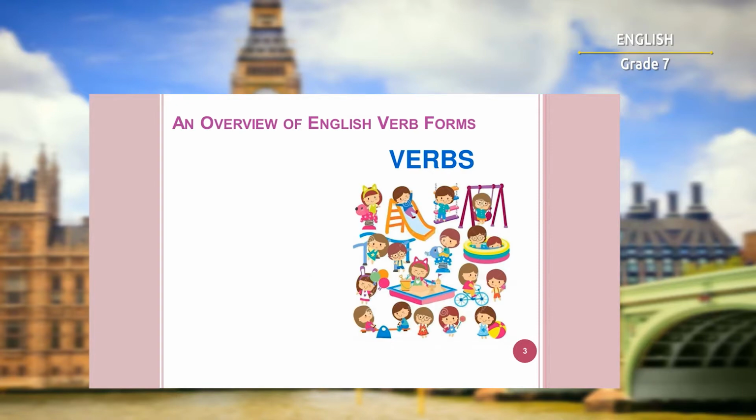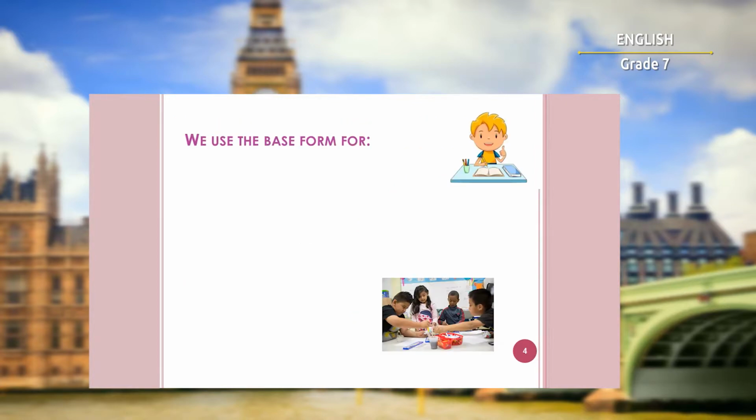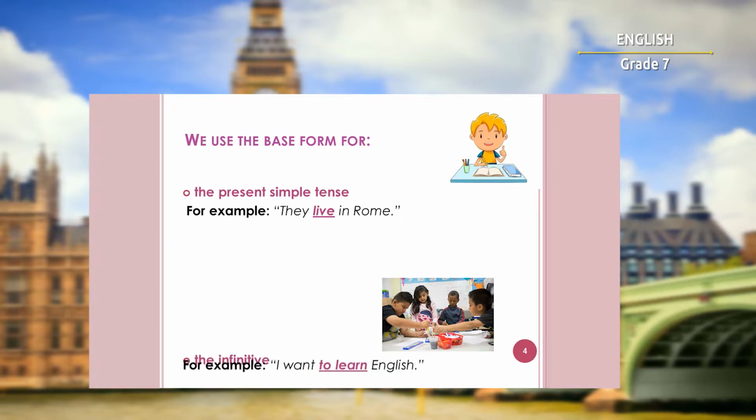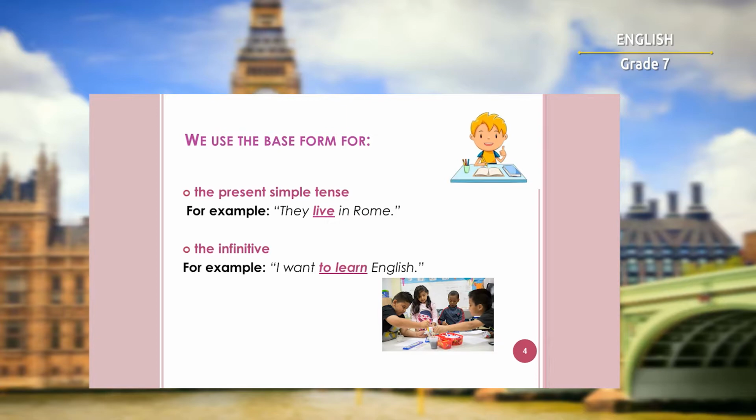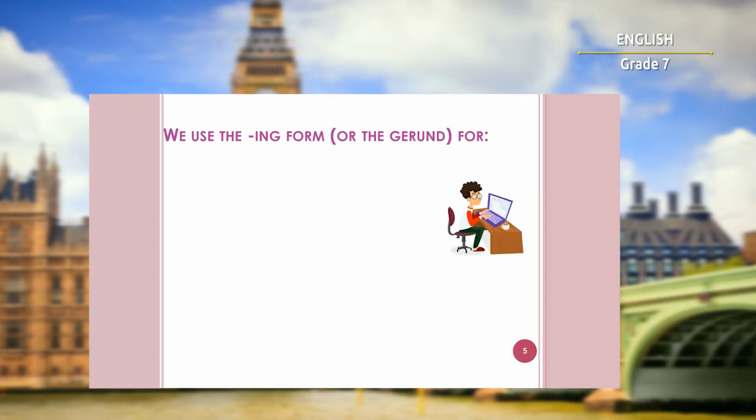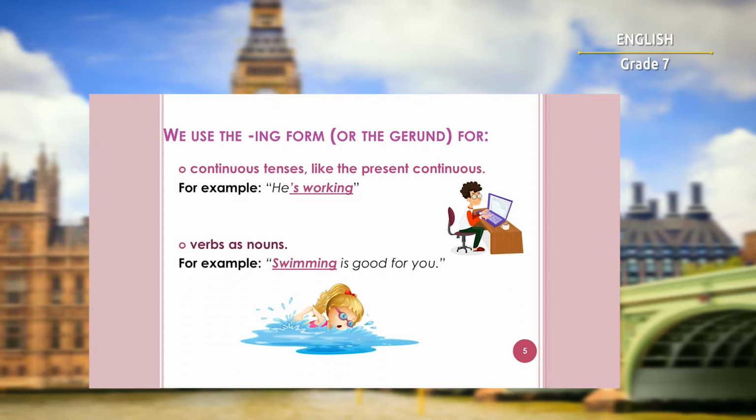Every verb in English can have a base form, an ing form, a past simple form, and a past participle. We use the base form for the present simple tense. For example, they live in Rome. Or for the infinitive. For example, I want to learn English. We use the ing form or the gerund for continuous tenses like the present continuous. For example, he's working. Or for verbs as nouns. For example, swimming is good for you.